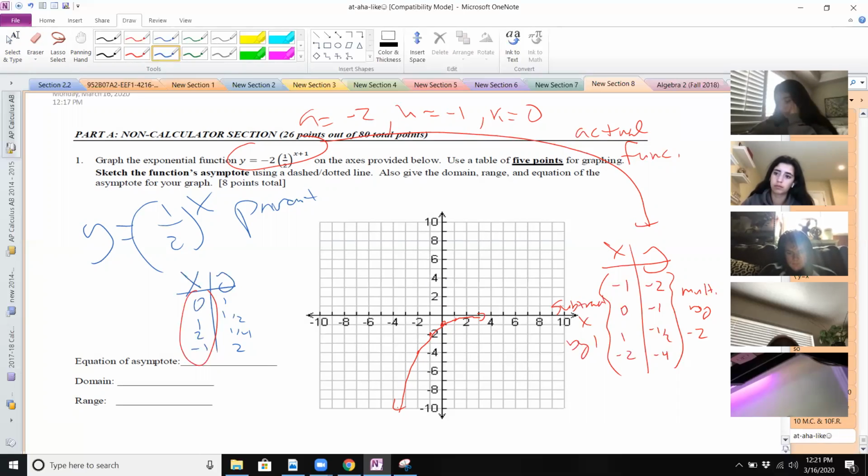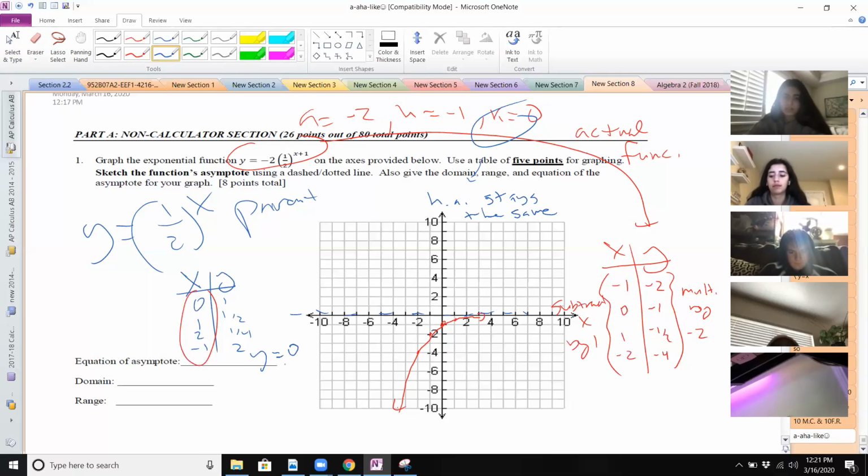So the equation of the asymptote, because k was 0, the VA stays the same. Sorry, the HA. It's a horizontal asymptote, my bad. The HA stays the same. So it's still going to be y equals 0.